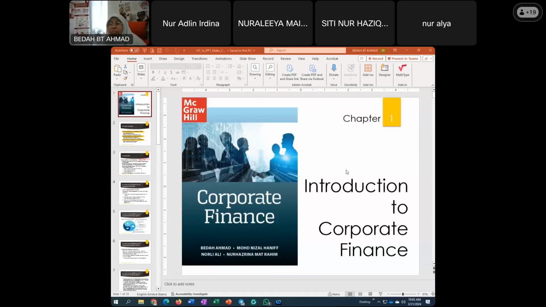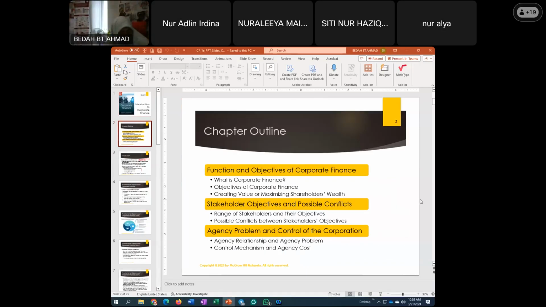So we'll start our first lesson with the first chapter, which is the introduction to corporate finance. There are three main areas under this chapter. The first is function and objective of corporate finance. The subtopics are the definition of corporate finance, the objective of corporate finance, how to create value of a firm, and how to maximize the shareholders' wealth. The second area is the stakeholder objective and possible conflicts. And the last part is the agency problem and control of the corporations.